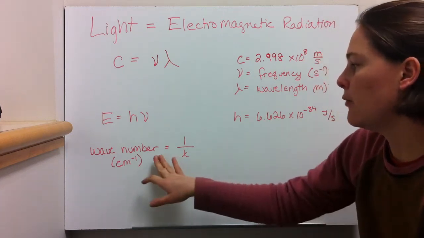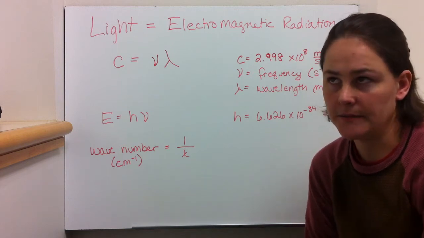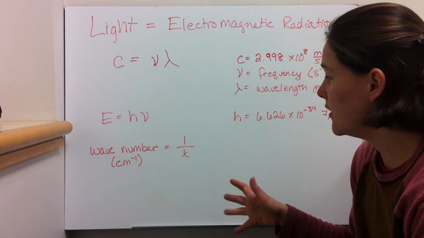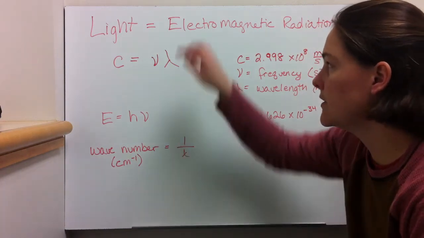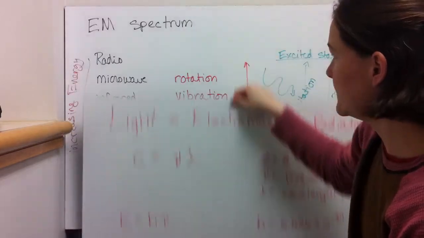You can also talk about wave number, which is 1 over lambda, and that's used a lot in infrared spectroscopy when you're talking about long wavelengths. So that's a term that you're also going to be seeing at some point in this discussion.